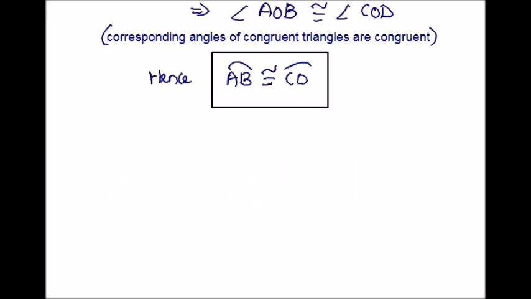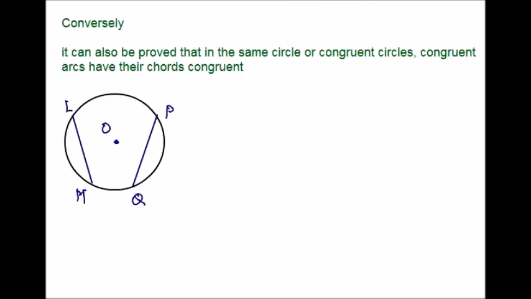Okay, now let's see its converse. Conversely, it can also be proved that in the same circle or congruent circles, congruent arcs have their chords congruent. It is just the reverse of this theorem. In this figure, if arc LM is congruent to arc PQ, then we can say that segment LM is congruent to segment PQ.